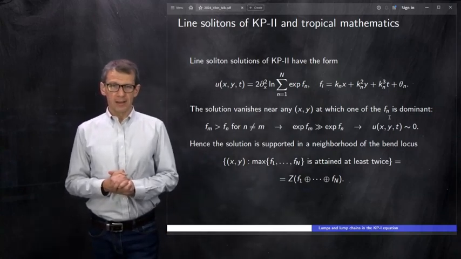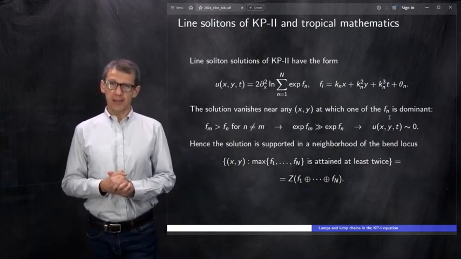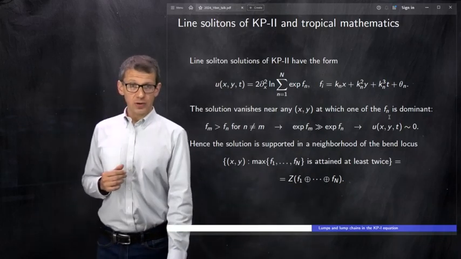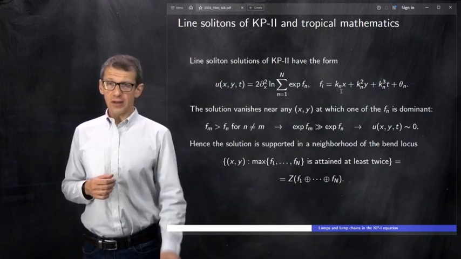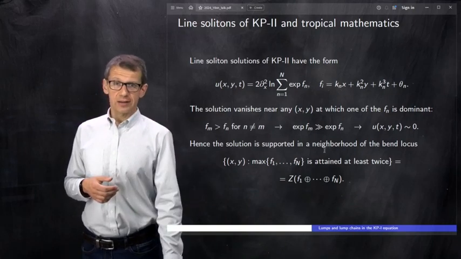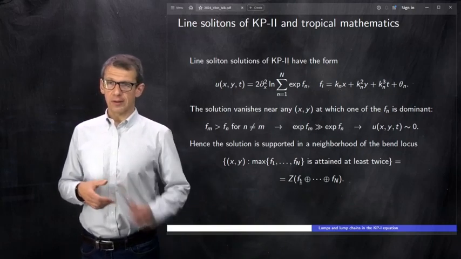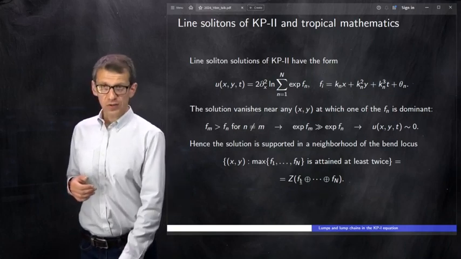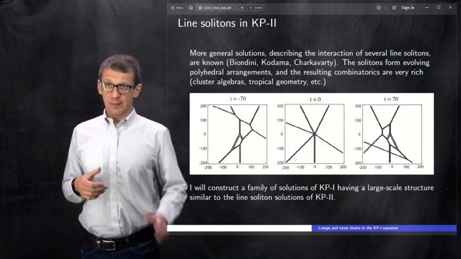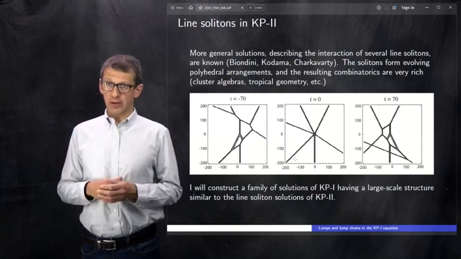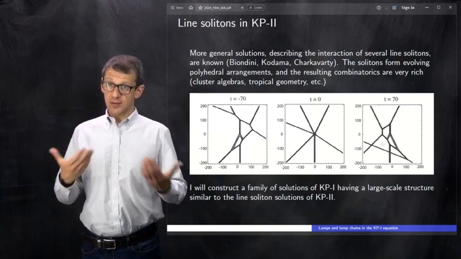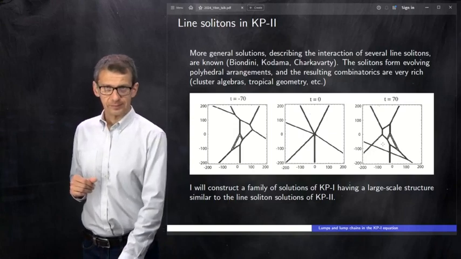Okay? So therefore, the solution is supported in a neighborhood of the set of points where two of these f's are equal and are greater than all other terms. And this is exactly the bend locus of a tropical polynomial. Okay? So in other words, from the point of view of tropical mathematics, line solitons of KP2 are tropical algebraic curves. So these are the zero loci, the bend loci, of some tropical polynomials.